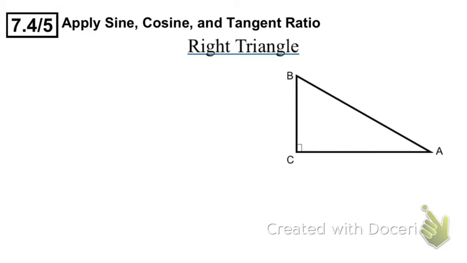We know it's a right triangle because it has the right angle. The points are marked A, B, and C. They're capital letters because they are points. Now, oftentimes, we'll call the side across from it the lowercase version of that.